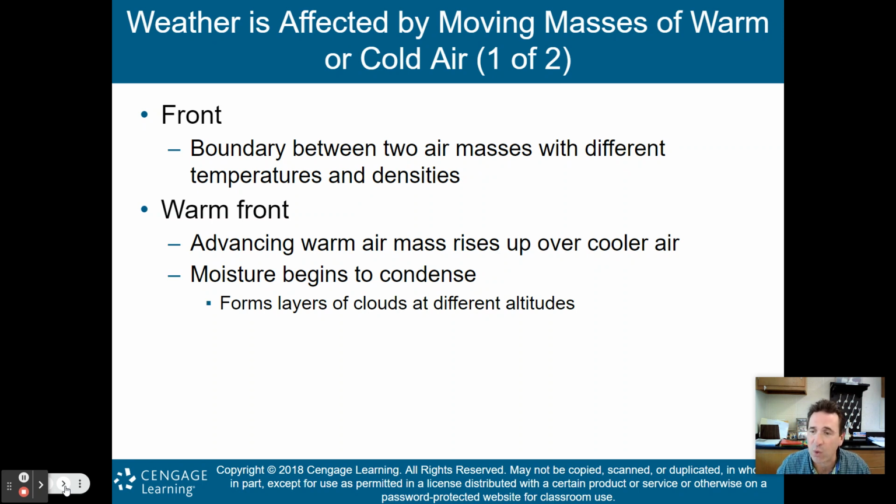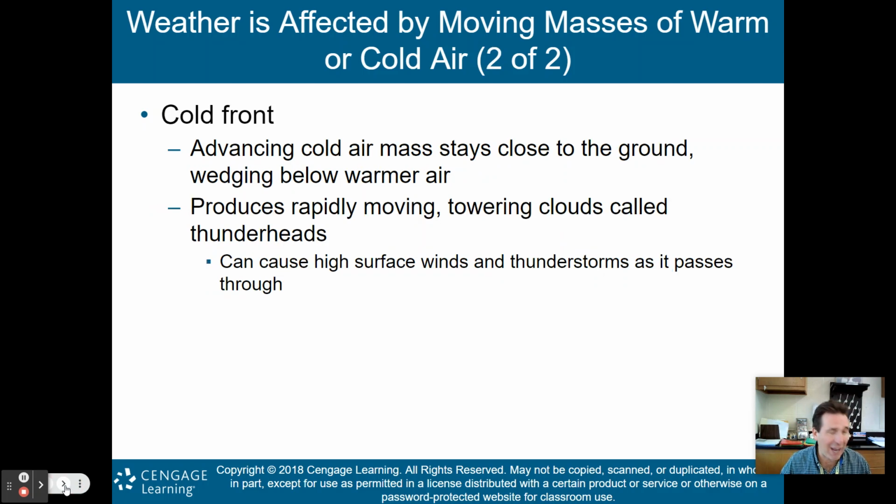What is a warm front? Well, a warm front is warm air pushing into cold air. So the advancing warm air mass rises up over the cooler air mass that has been at the surface already. Moisture begins to condense as that air rises. This forms layers of clouds at different altitudes and eventually rain or snow.